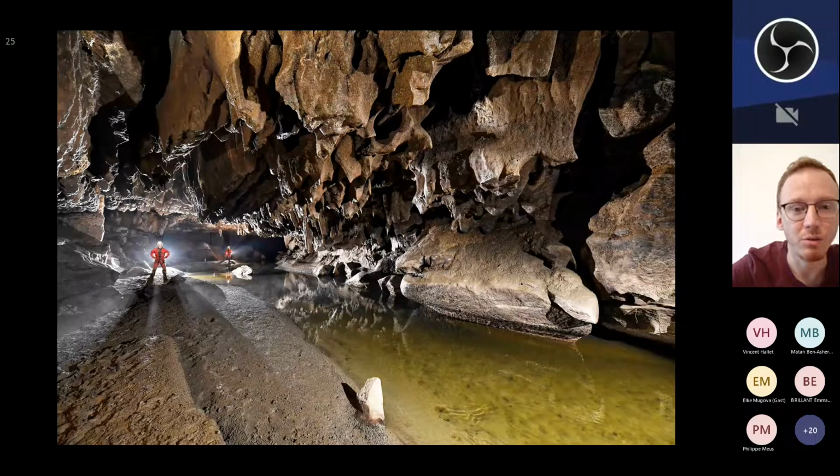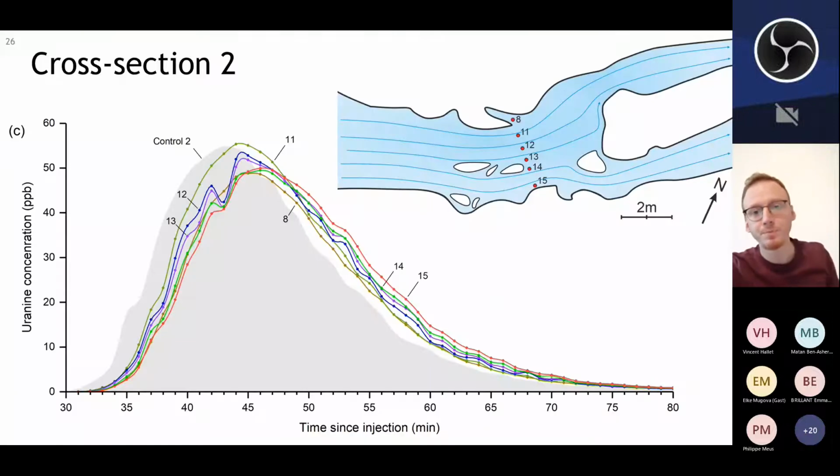The section 1 looks like this. And for cross-section 2, we have, in fact, the stream splitting in two at the cross-section 2. We have fluorometers 11, 12, and 13 that are characteristic of the left stream, and then 14 and 15 that are characteristic of the right stream.